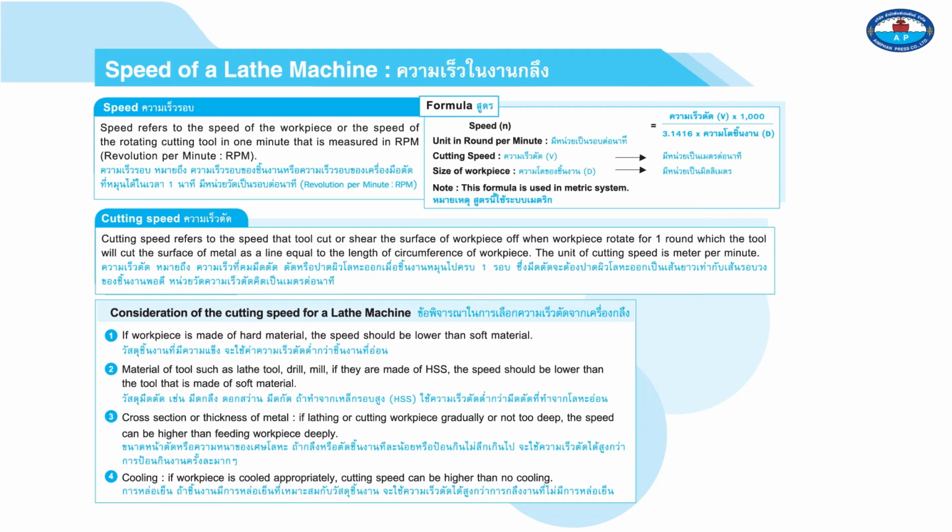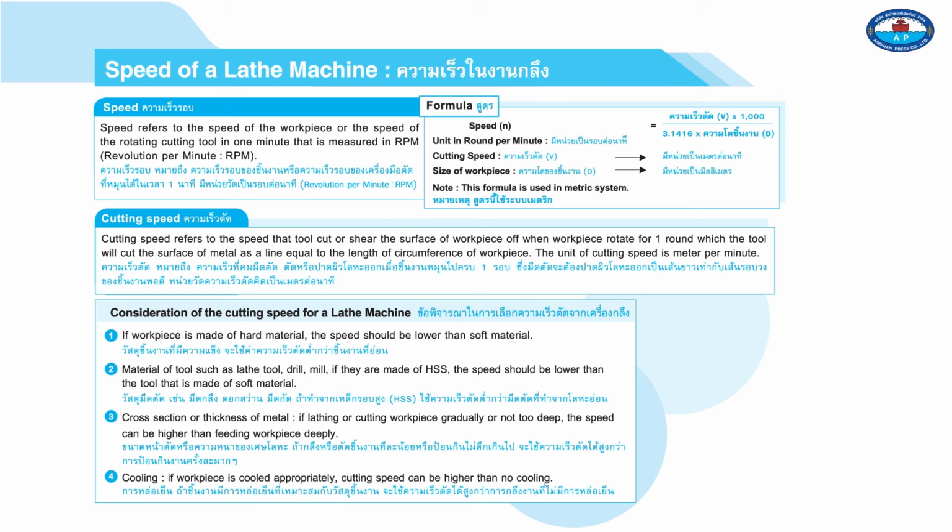Consideration of the cutting speed for a lathe machine. 1. If the workpiece is made of hard material, the speed should be lower than for soft material. 2. For the material of the tool, such as lathe tool, drill, mill, if they are made of HSS, the speed should be lower than for a tool that is made of soft material.